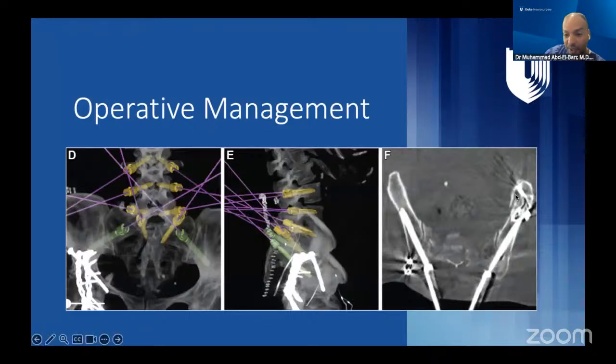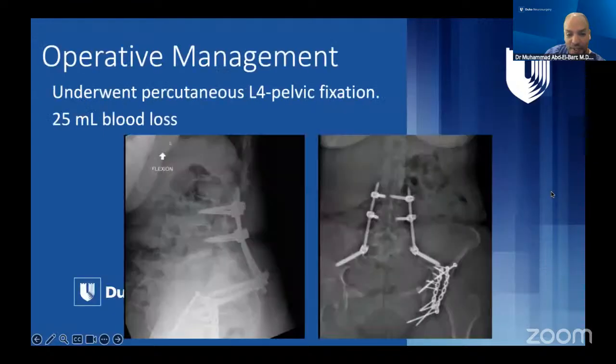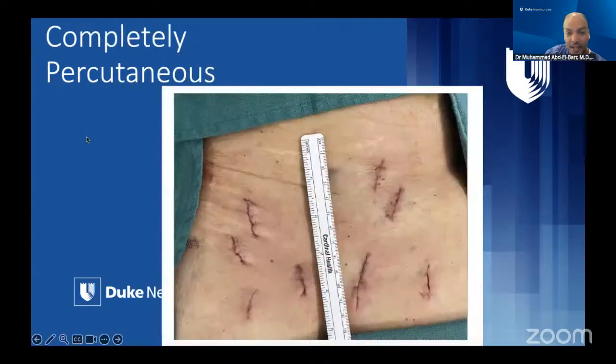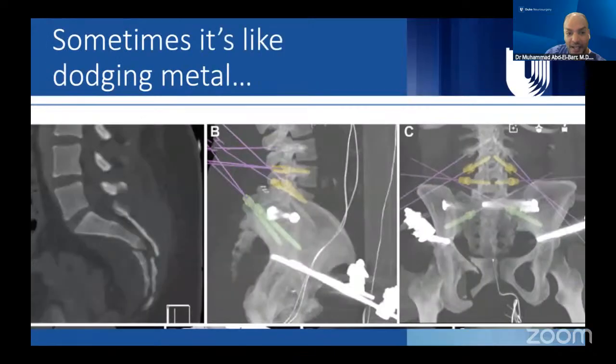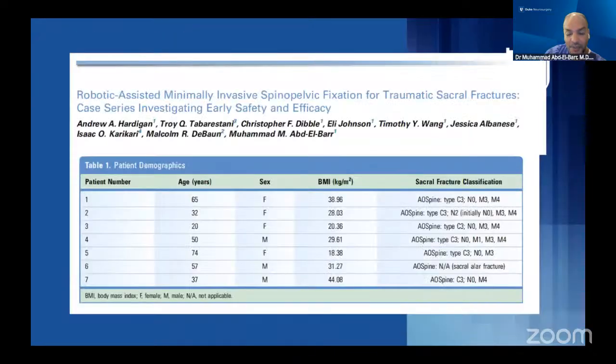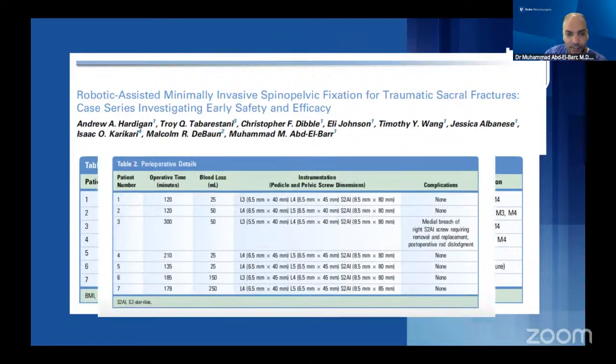We can avoid the other fixation that the trauma surgeons have put on here. We can do this now completely percutaneously. We've gotten better now with only 25 cc blood loss, percutaneous again, and we can do really well with these patients. We've published about our case series of using this percutaneous way to do iliac fixation.